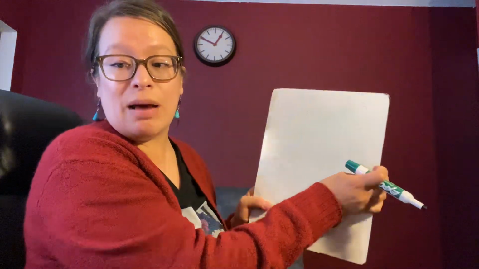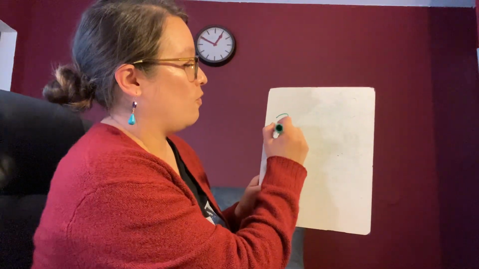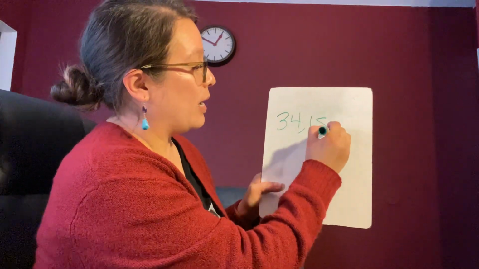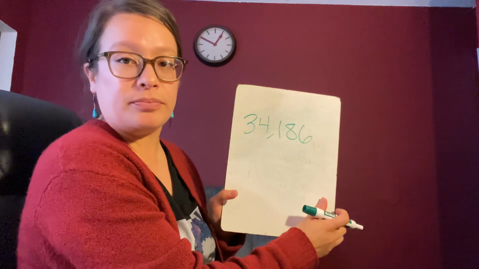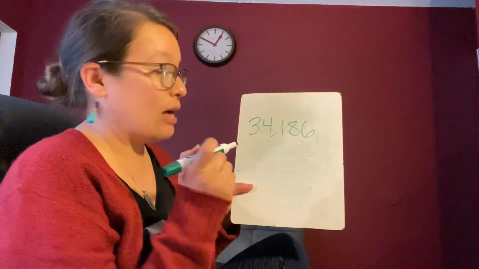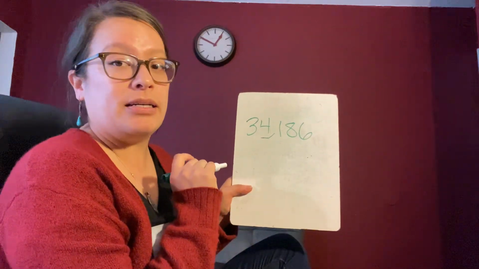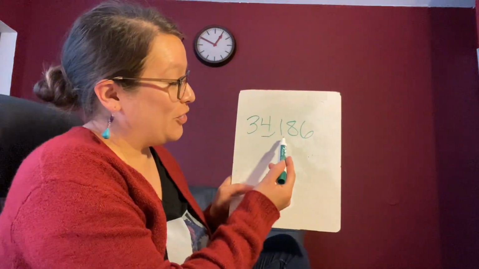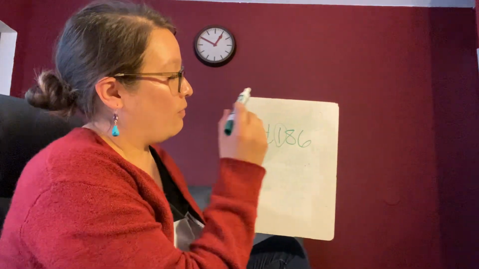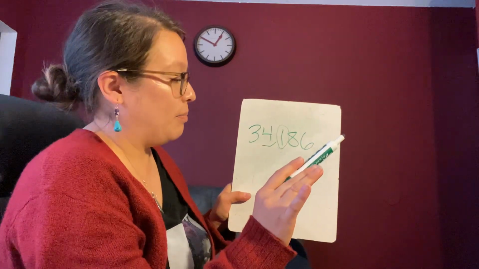All right, so example number 5 tells us to round this number, 34,186. All right, now we are only looking at the thousands, right? So here's our 1,000, 4,000. But we need to look at this number, right? This number is here. Again, if it's 5 or higher, this is going to go up. If it's 4 or lower, it stays the same.